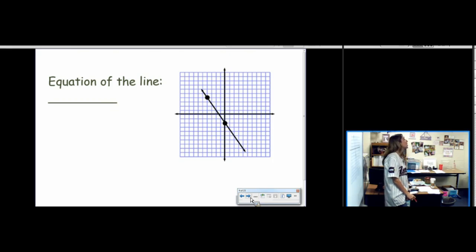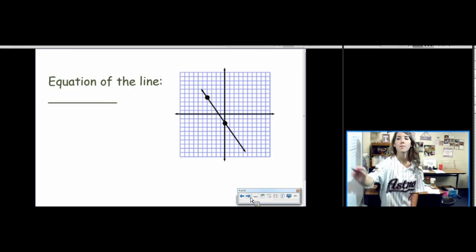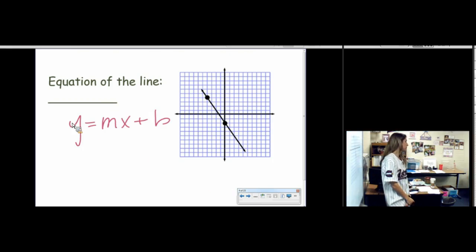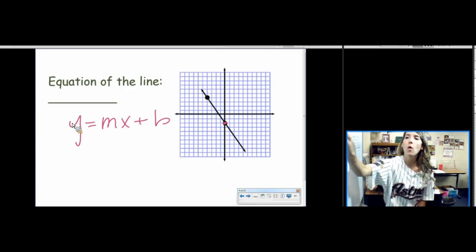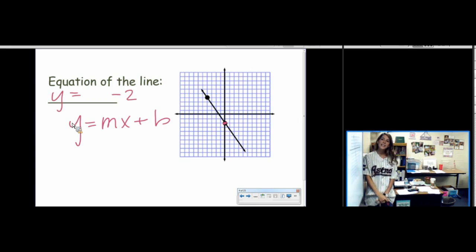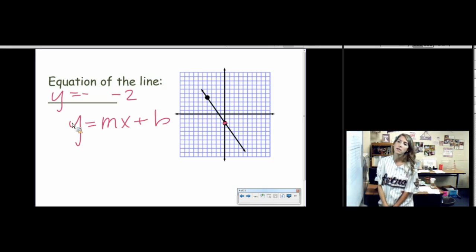Okay, last thing of the day, I promise. How would I write the equation of that line? You need an m and you need a b. Let's do the easiest thing first. What's b? -2. So put y equals, put a -2 on your board. First of all, is the slope going to be positive or negative? Negative. Go ahead and put a negative there.